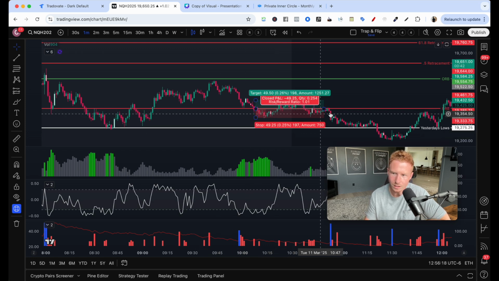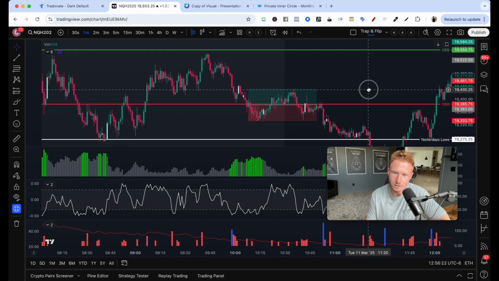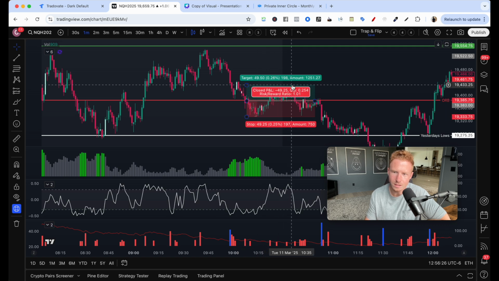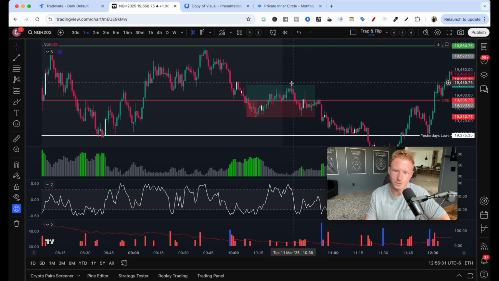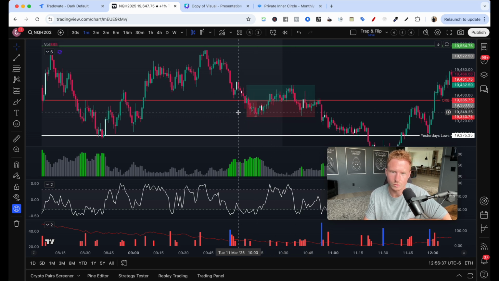And man, when I tell you I just barely got filled for my 1-to-1, I just barely got filled. As you can see, I have my stop below the lows. Just barely got filled on this by a point or two. So maybe got a little lucky on there, but I was basically just going for a 1-to-1 risk reward.